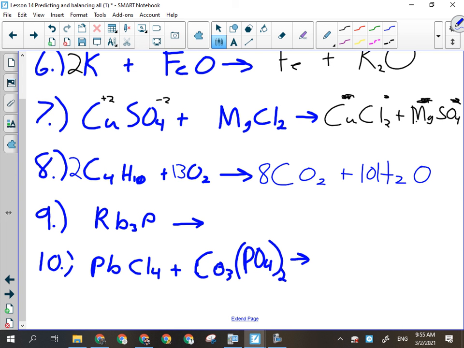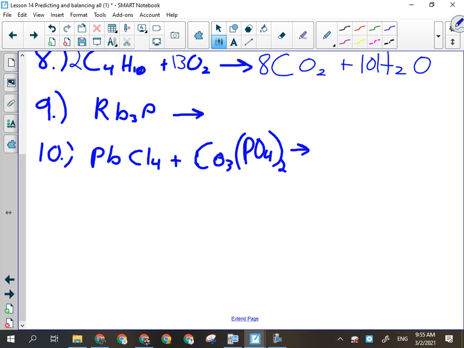Okay, so combustion reactions, the only real trick with them is the balancing part. The products are always CO2 and water. All right, what kind of reaction am I looking at for number 9 with only 1 reactant?